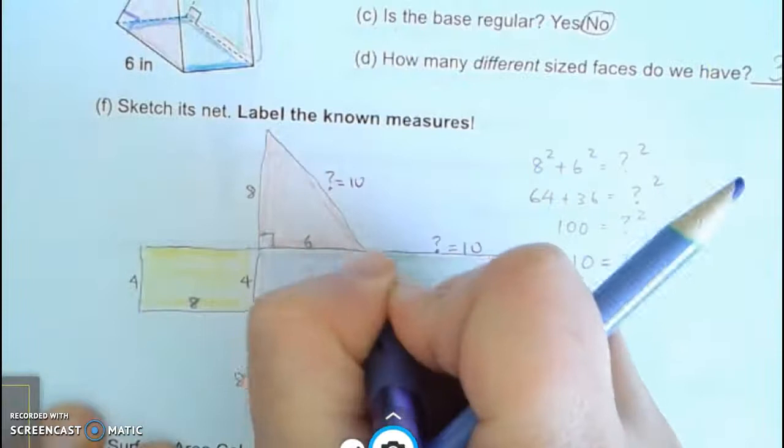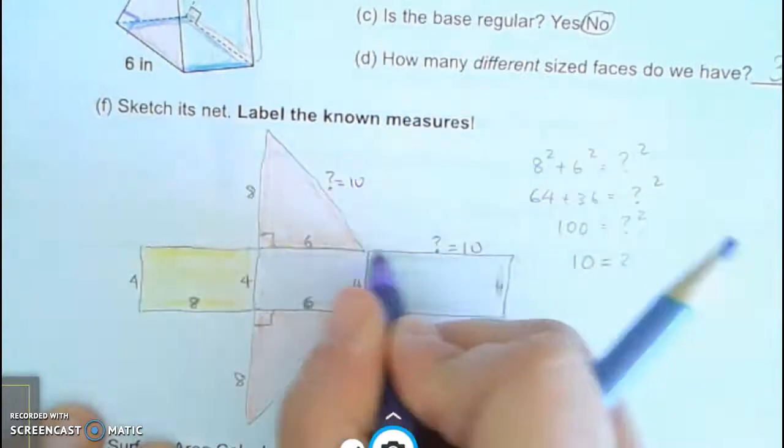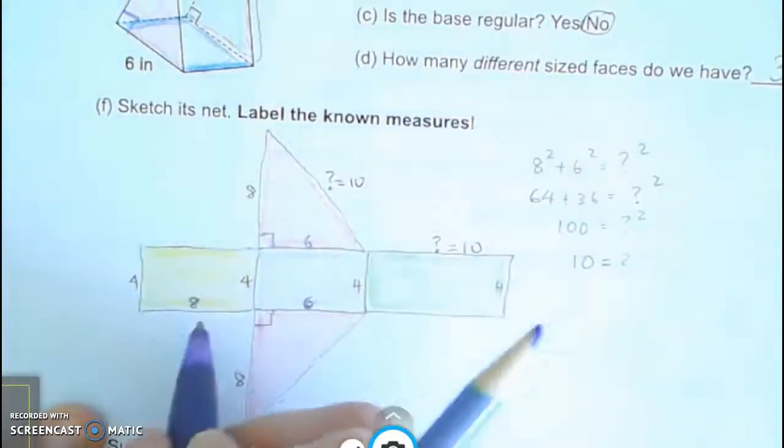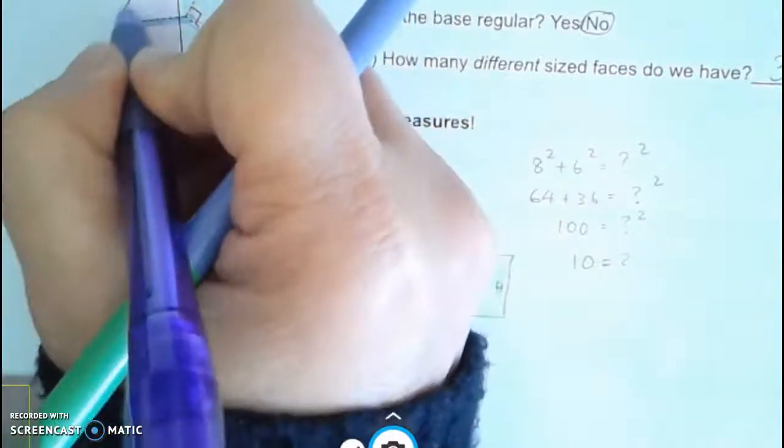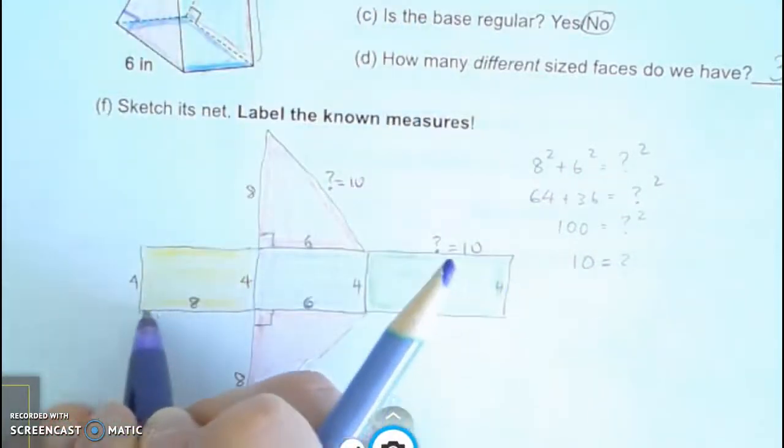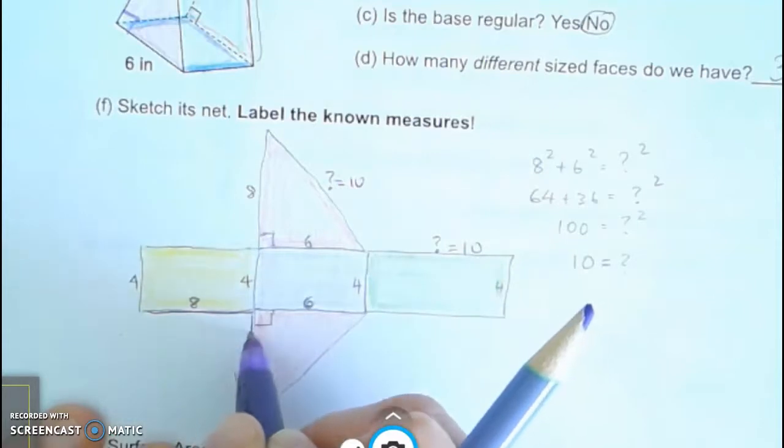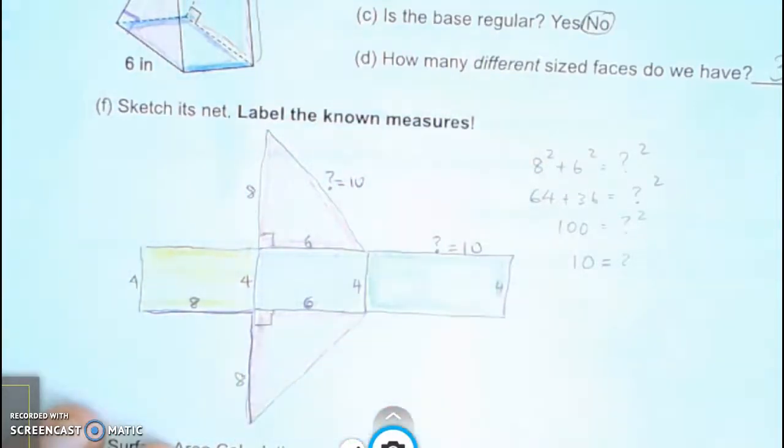And once I know that this length is 10, I also know that this length is also 10. And this length we're told is 8, because notice that this side here and this side here, they are going to match up, aren't they? Right? Hopefully you're starting to see that.